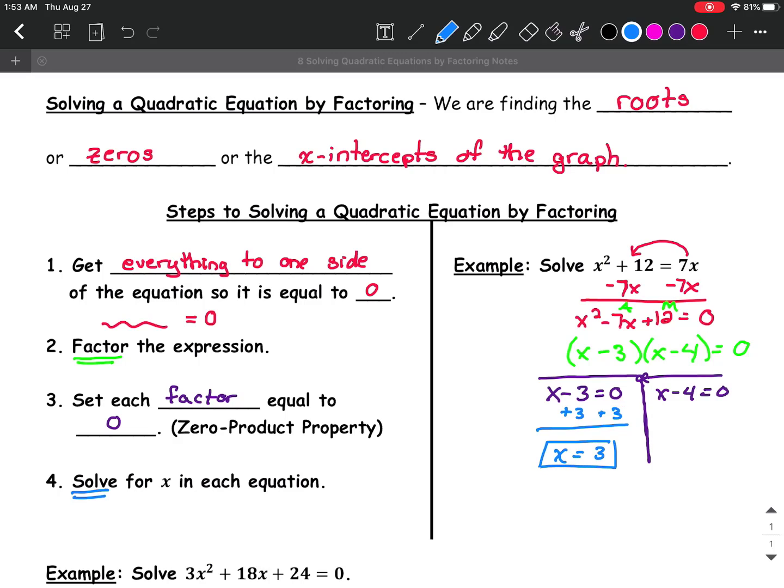For the other one, we would add 4 to both sides of that little equation, and we would get x equals 4. And now we have our solution. And notice we have 2 solutions. We have x equals 3 and x equals 4.